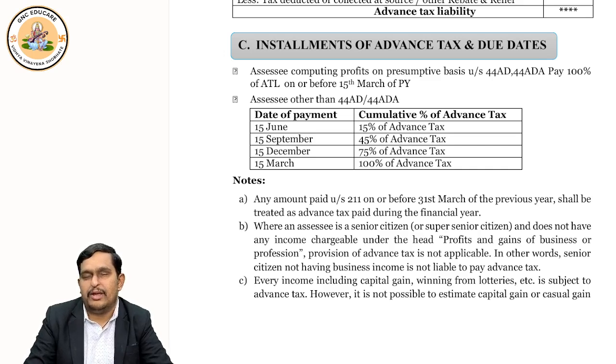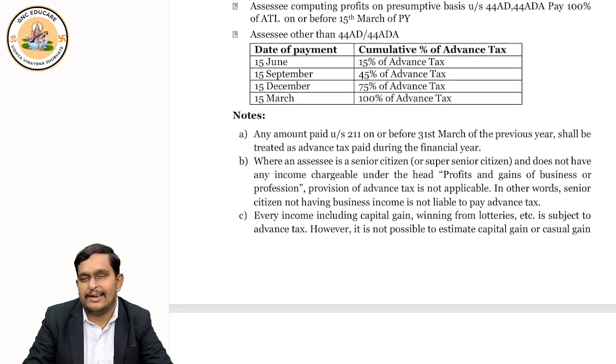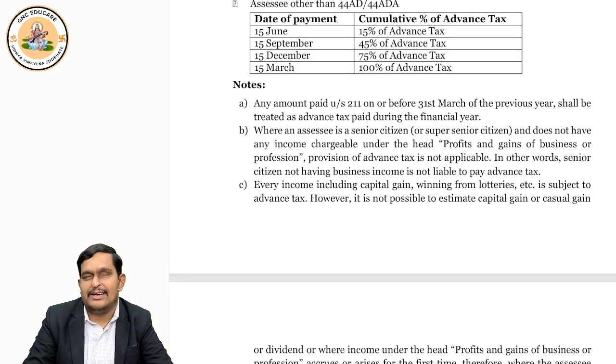Now, some important points you should note. I already said the first point: generally we earn income in the previous year and we pay the tax in the assessment year. But if you pay the tax for the previous year before the assessment year starts, then we call it advance tax paid.